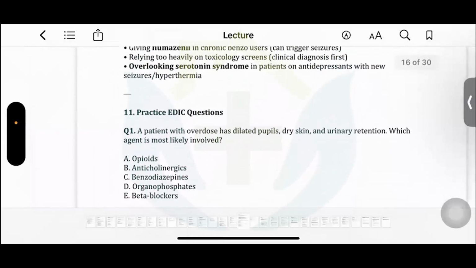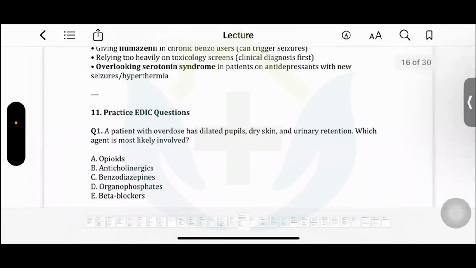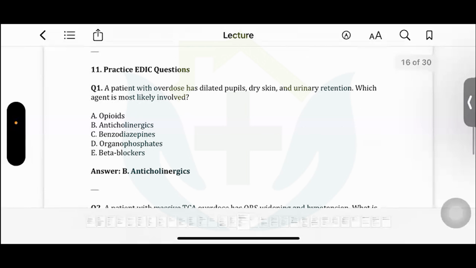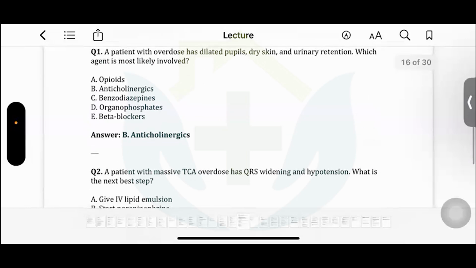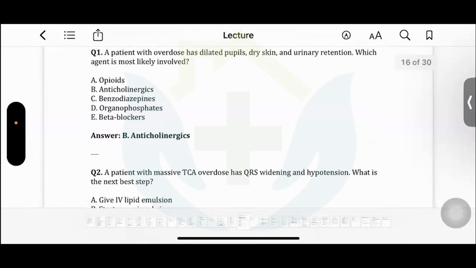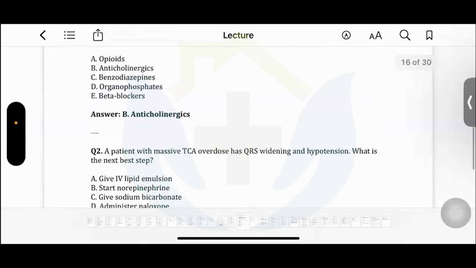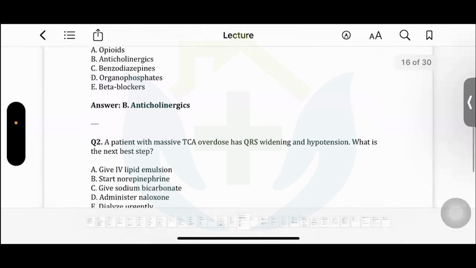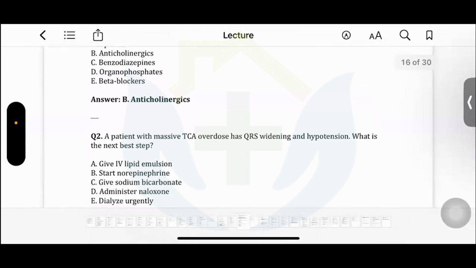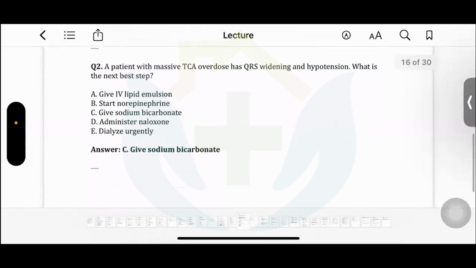So let's practice a few questions. A patient with overdose has dilated pupils, dry skin, and urinary retention. Which agent is most likely involved? Anticholinergic. Perfect. The next question: a patient with massive TCA overdose has QRS widening with hypotension. What will you do immediately? Bicarbonate. Perfect. So you will give sodium bicarbonate immediately. All right.